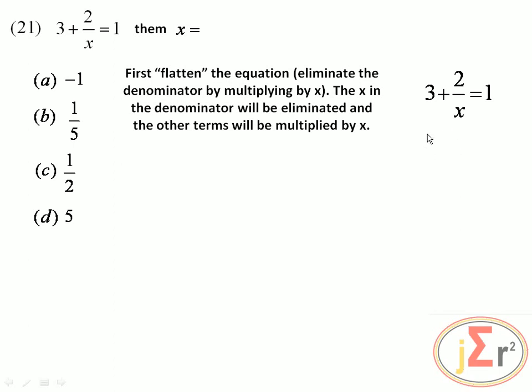In this particular case, there is only one denominator, that is x. We will multiply the equation by x. By so doing, 3 will be multiplied by x, we will get 3x. And here, when we multiply by x, x will cancel with this x, we will have 2. And on the right hand side, we will have 1 multiplied by x, which is equal to x. So we have 3 times x, 3x. The x will cancel here when we multiply by x, and we have 1 multiplied by x on that side.